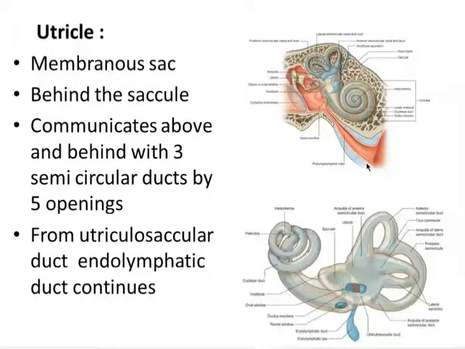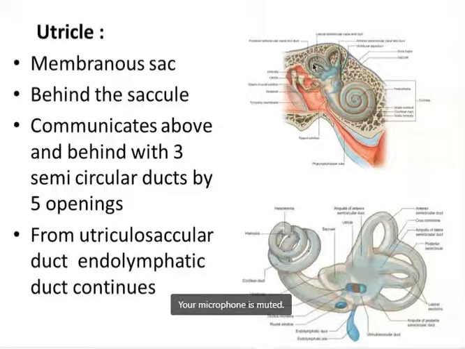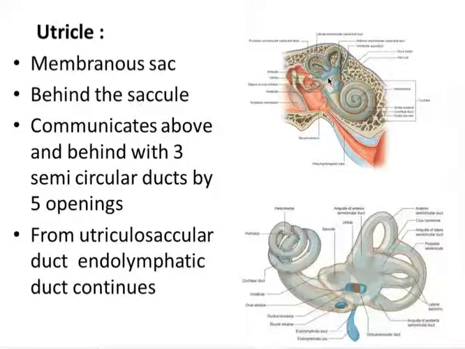Now coming to the utricle, which is also a membranous sac. It lies behind the saccule. The utricle communicates behind and above with the three semicircular ducts, 1, 2, 3, by five openings. And from the utriculosaccular duct, another duct arises, which is known as the ductus endolymphaticus or endolymphatic duct.